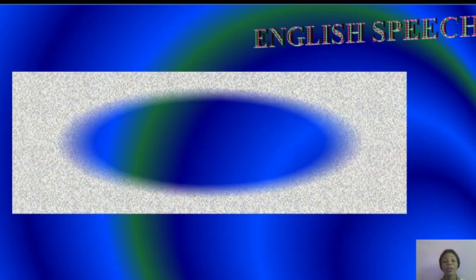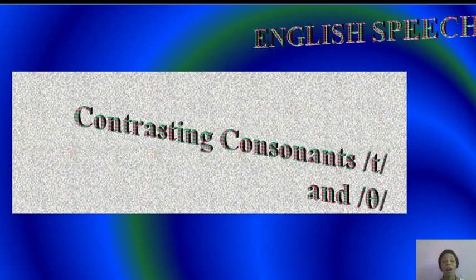Okay, today we are going to be looking at contrasting consonants. And the sounds that we would be looking at are the t and the th sounds. The T as in letter T and the th, which is known as the soft TH sound. Those are the sounds that we are going to be looking at in this class. And don't forget, the topic is contrasting consonants.